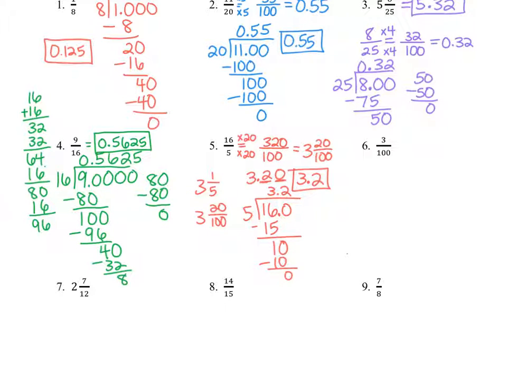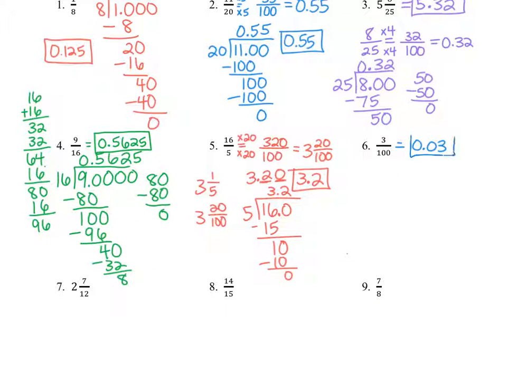Okay, for number 6, 3 hundredths. So the denominator for this fraction is already 100. So this one's really easy to convert to a decimal. It's just 3 hundredths. So that's 0.03 because we have to be at least to the hundredths place because we have hundredths, so it's 3 hundredths.